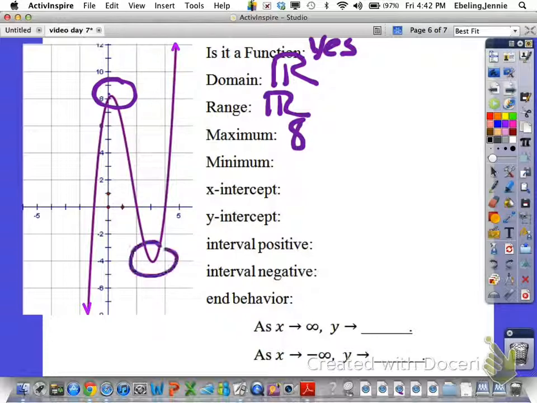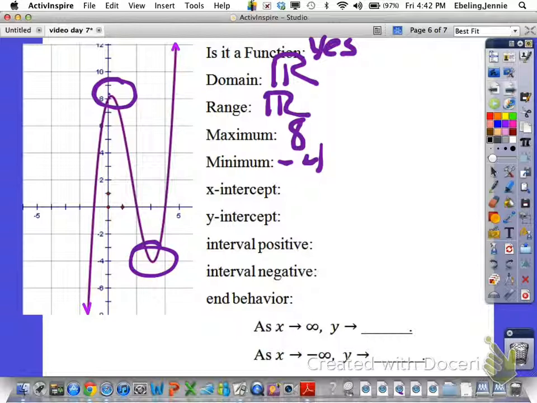My minimum is the lowest point on the graph. Let's see, 1, 2, 3, and then over to negative 4. So my minimum, I read in relation to the y-axis, so I want to say that that is going to be my negative 4. That's the lowest y value on the graph.